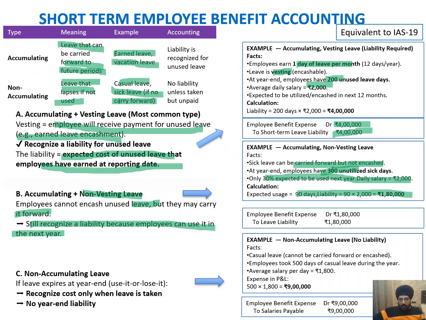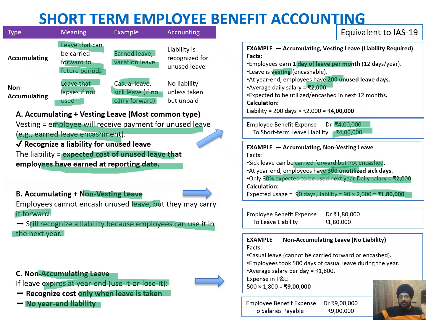There are certain leaves which are non-accumulating leaves. If leaves expire at the end of the year, it is use it or lose it. Recognize cost only when leaves are taken, with no year-end liability. This means we need not recognize any liability. It will only be expensed in the year in which it has been taken. The example here is where the employee took 500 days of the total leaves, which cannot be accumulated. So we have to expense it by debiting the expense and crediting the salary payable.